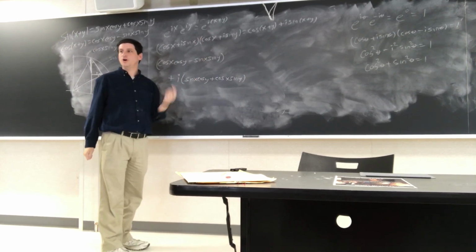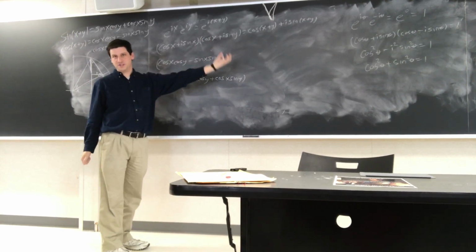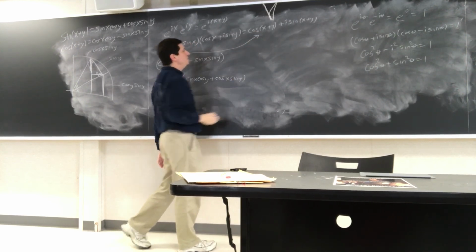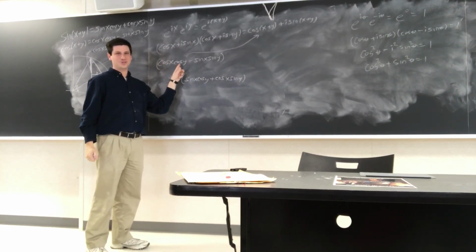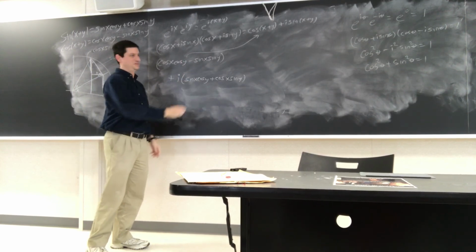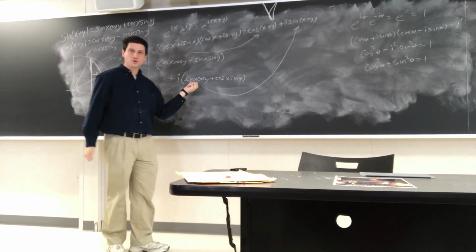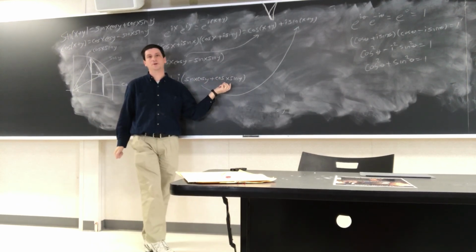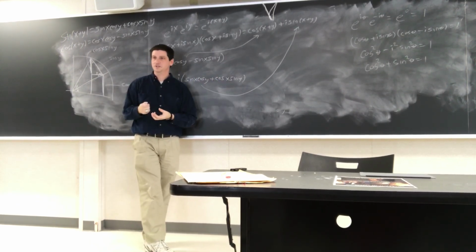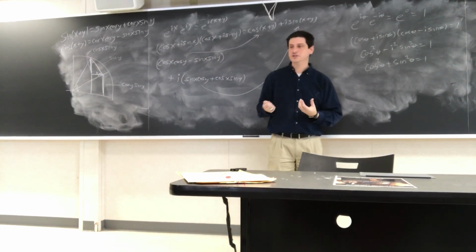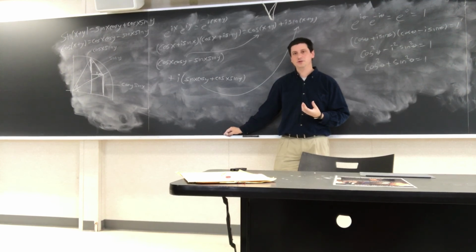Well, the only way two complex numbers can be equal is if the real parts are the same and the imaginary parts are the same. So cosine of x plus y is cosine x, cosine y, minus sine x, sine y. Sine of x plus y is sine x, cosine y, plus cosine x, sine y. The trig identities really come from the exponential function. It's hidden, it's not really emphasized earlier in your semester, in your career, but that's what's going on.